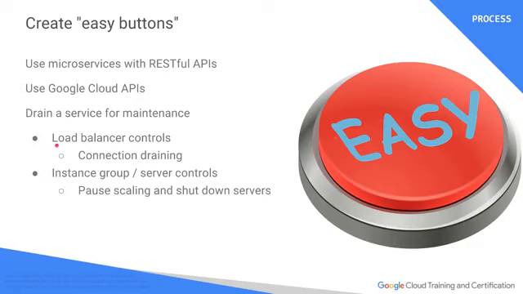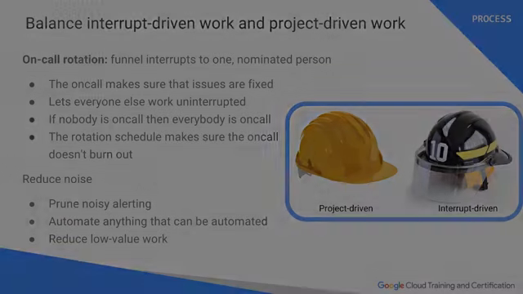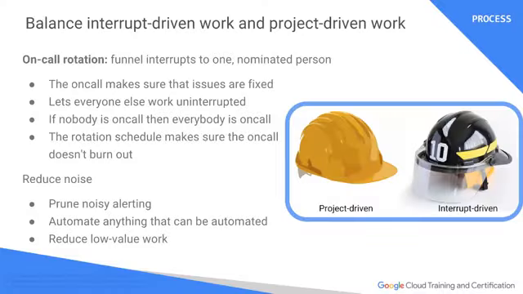Draining a service for maintenance, we can do this built into our load balancers, which will provide connection draining so we can be as undisruptive to our users as possible, and then utilizing scaling. So being able to pause scaling and shut down servers independently. So this way, if we need to take things, we like to put them in sick bay for isolated testing from production.